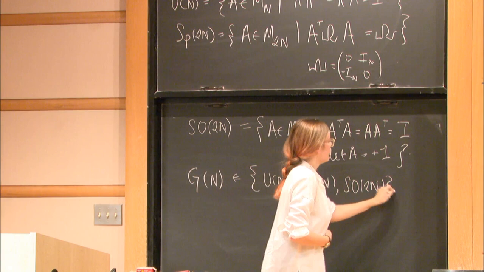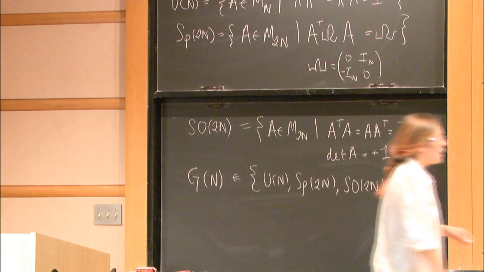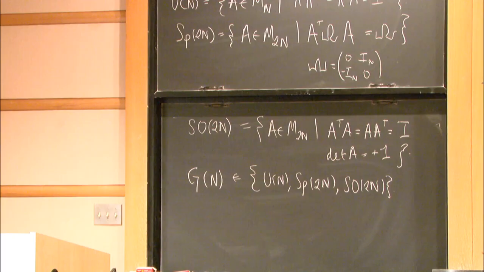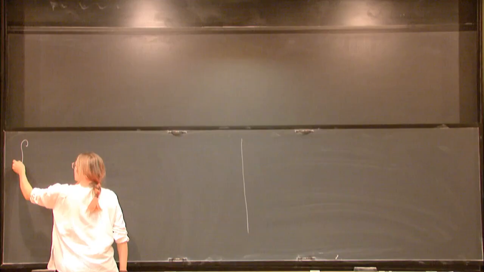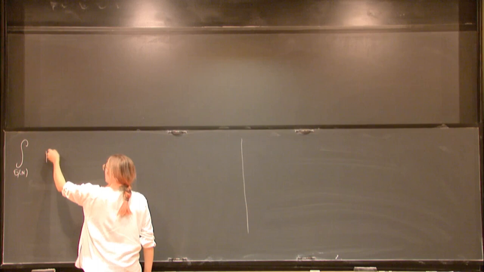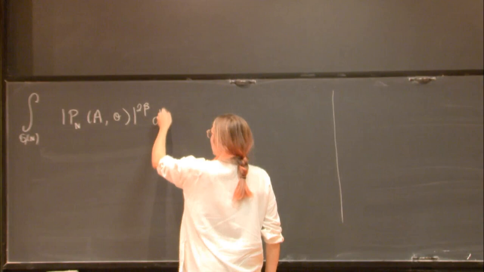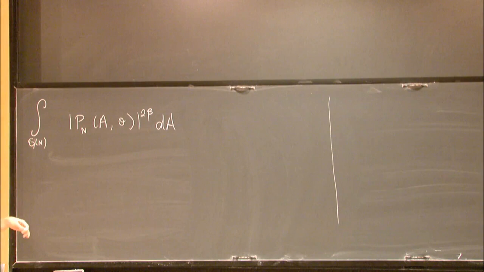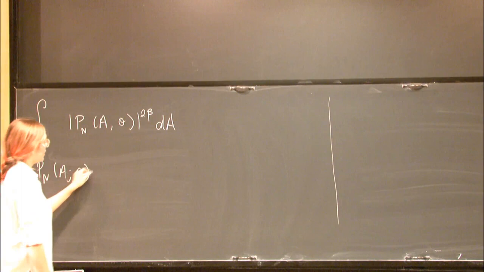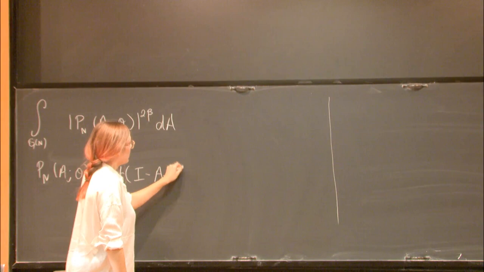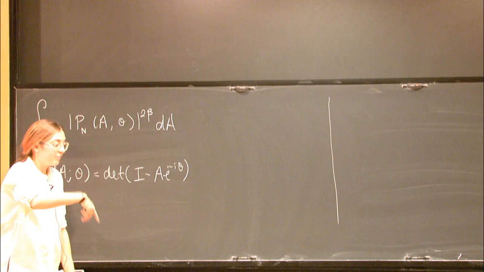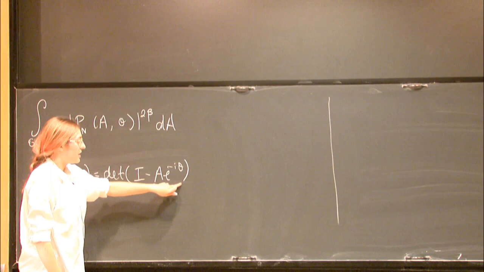So I should firstly say what I mean by a moment. A classical moment that one would study is something like the following. So let's say G(N) here, where this average is with respect to the Haar measure on the relevant group G(N), and P_N is the characteristic polynomial of the matrix A. As I said, these matrices have their eigenvalues on the unit circle, so these polynomials naturally live there, which is why I've written the variable in the characteristic polynomial in this form.